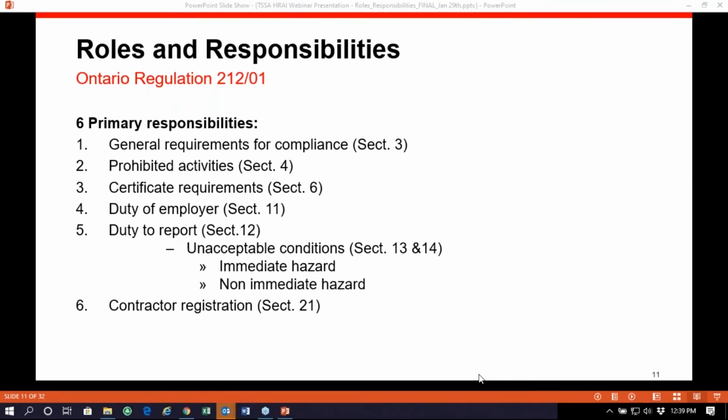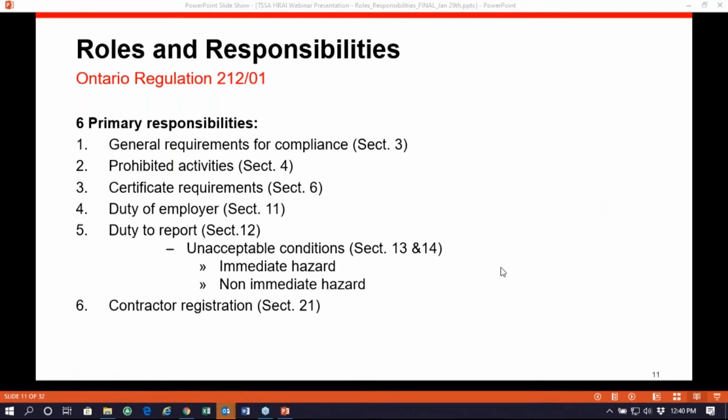So the 6 primary requirements are: general requirements for compliance under Section 3, prohibited activities under Section 4, certificate requirements under 6, duty of the employer under 11, and then the duty to report unacceptable conditions, both immediate and non-immediate, and then the last one is the requirement for contractor registration.